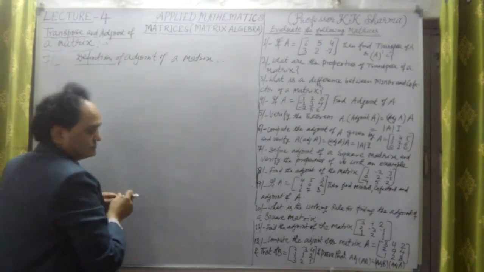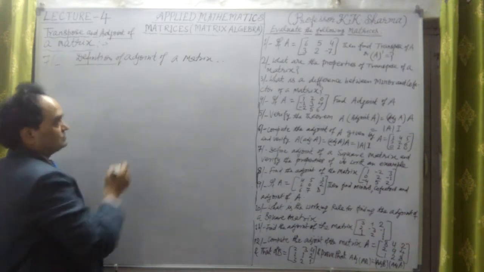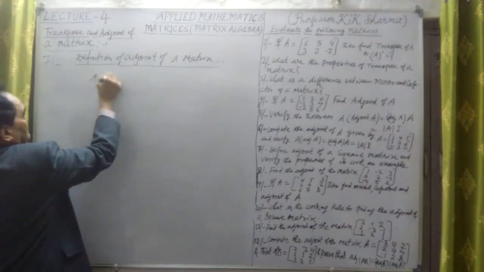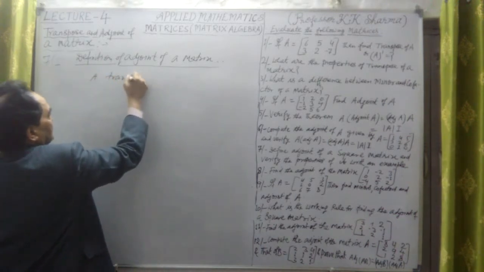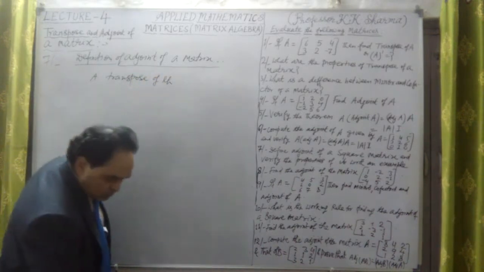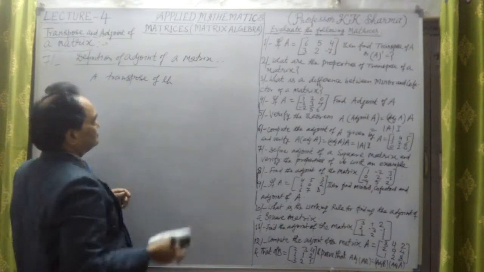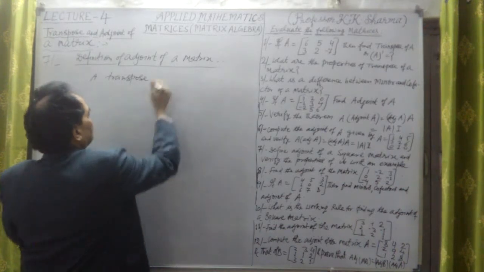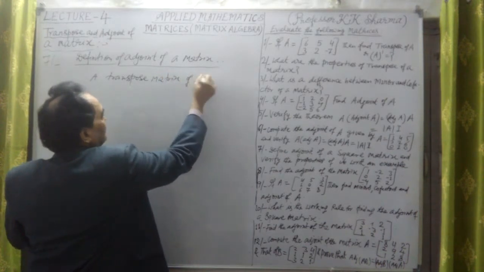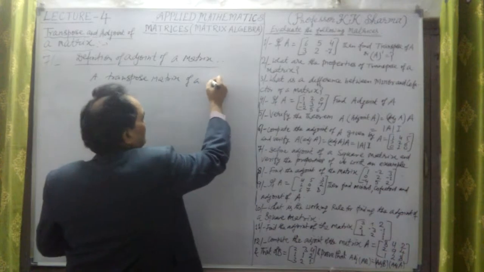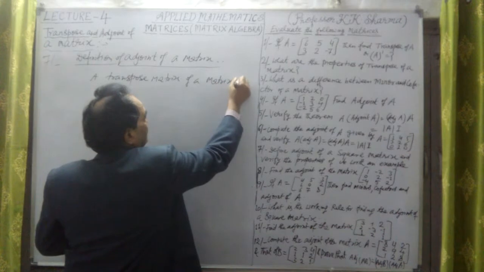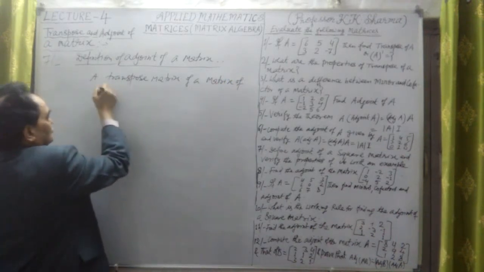Adjoint of a matrix. This is the transpose. Let me define it: the transpose matrix of a matrix of cofactors.